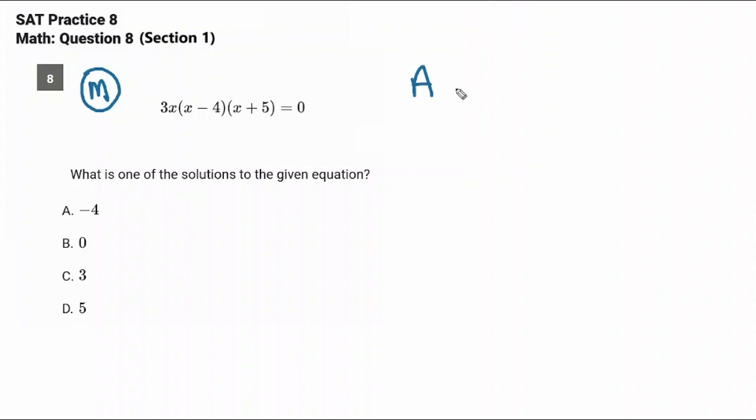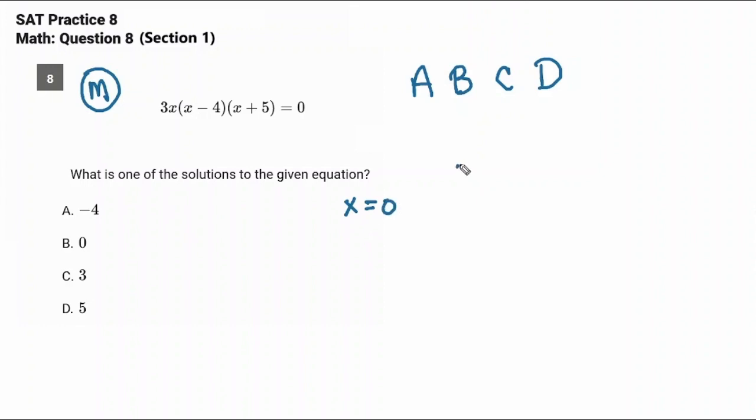Which answer choice should I start with? Well, I'm lazy, and I encourage you to be lazy too. What's the easiest answer choice here? I would say it's B, 0. So I'm just going to say x equals 0. I'm going to see what happens.